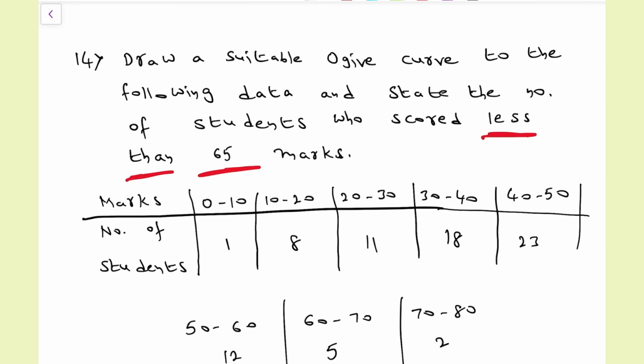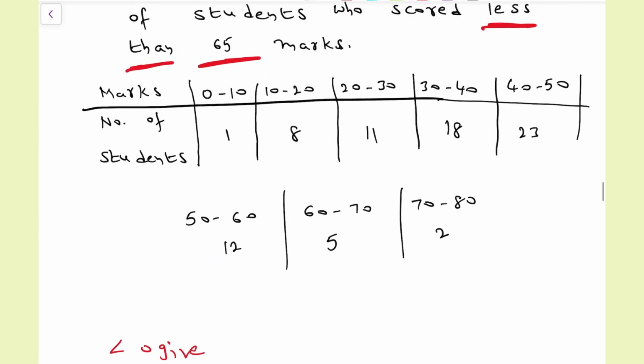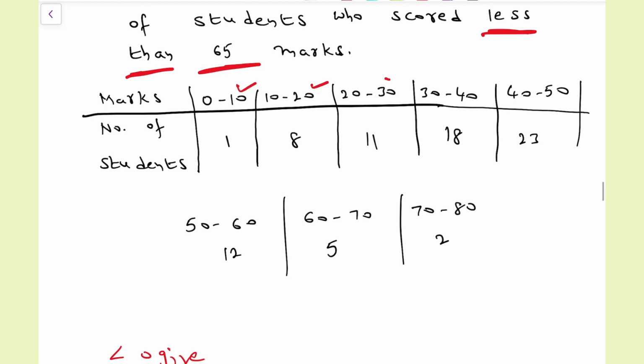For that, we need to find out compulsory the less than ogive curve only. So for less than ogive curve, what we will take? On x-axis, we will take the upper boundary, and on y-axis, we will take LCF. So I repeat, for less than ogive curve, on x-axis we will take the upper boundary, and on y-axis we will take LCF. So upper boundary is not a problem because 10, 20, 30, 40, 50, 60, 70, 80, those are upper boundaries.